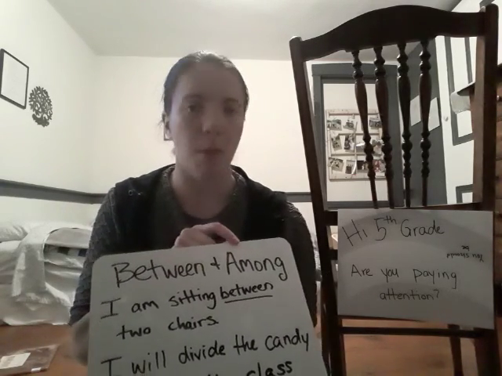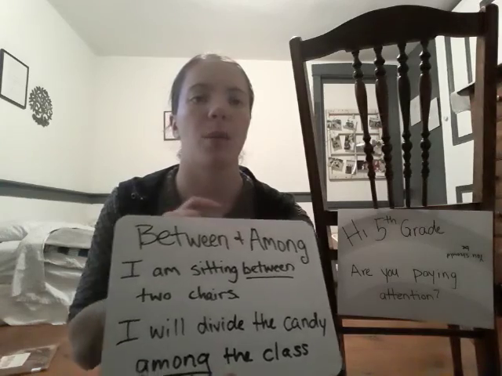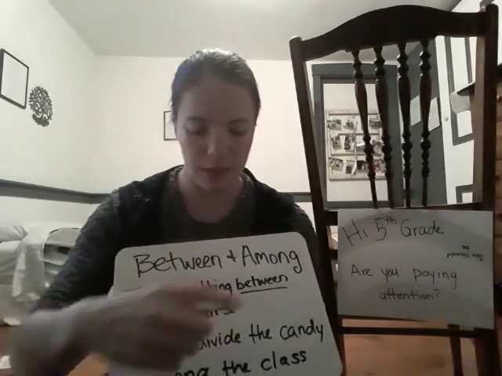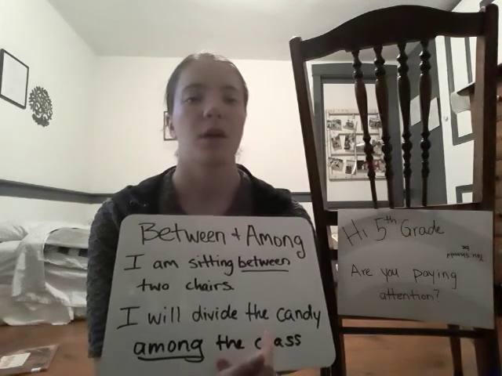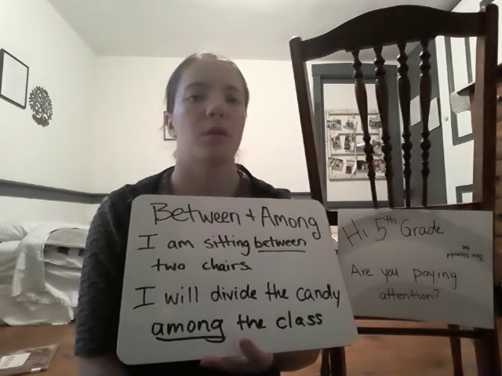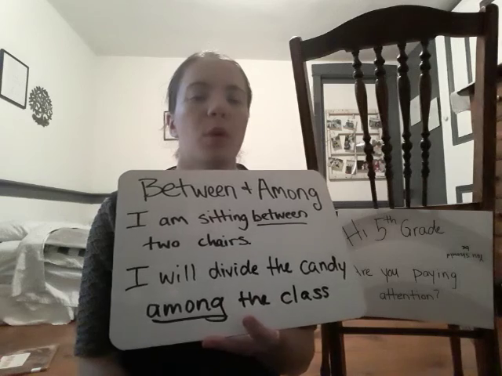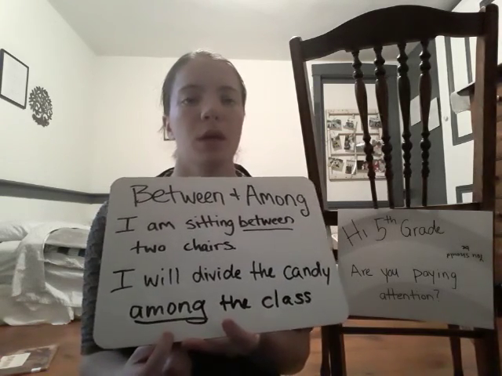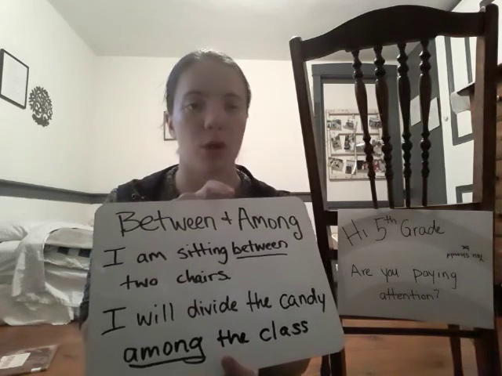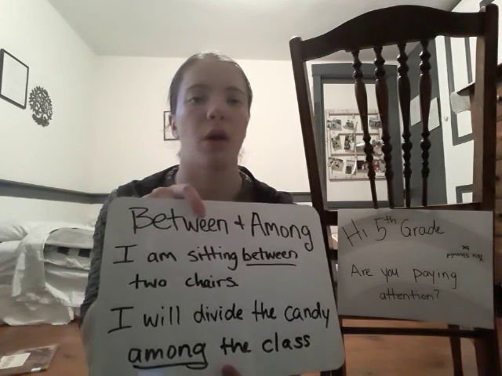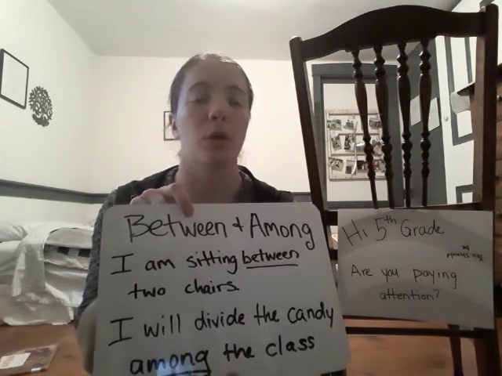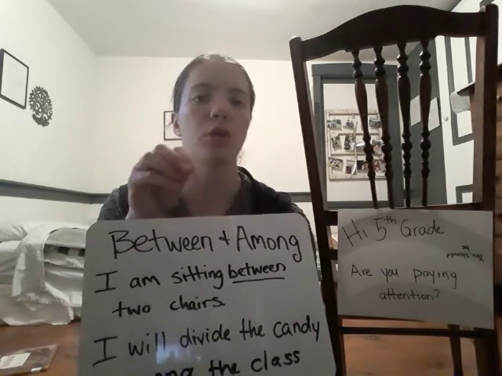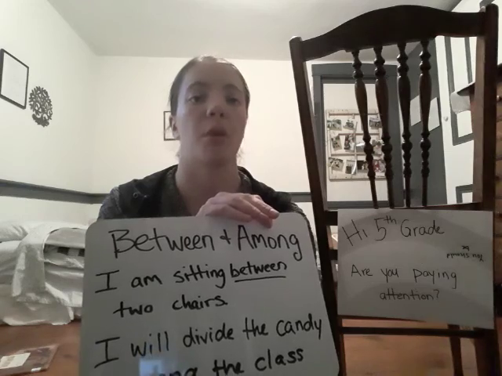But we use among when we're talking about a whole group of things. So I will divide the candy among the class. There are more than two people in your class, so I will divide it among the class, okay? So we use the preposition between when we're talking about only two things, and when we're talking about a whole group, we use the preposition among.